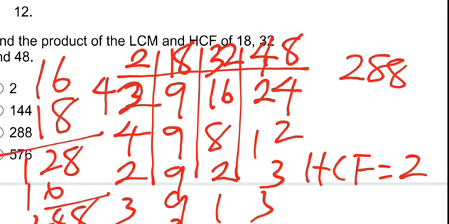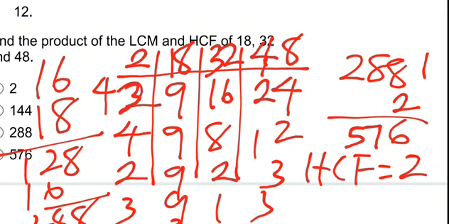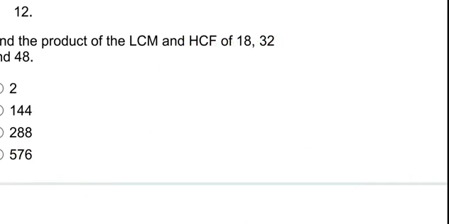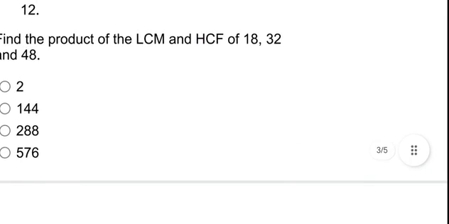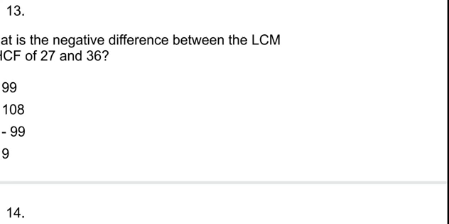But the question asks us to find the product of LCM and HCF multiplied by 2. So this is 6 carry 1, 6, 17 carry 1, that is 576, which is the last option here. 576, which is this one. So move to the next question.